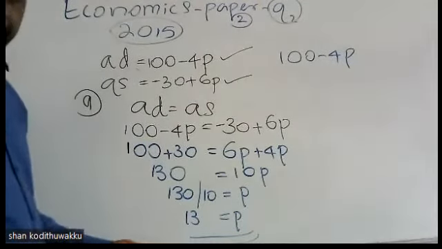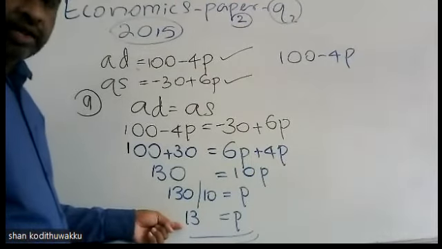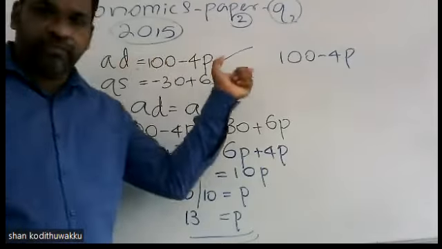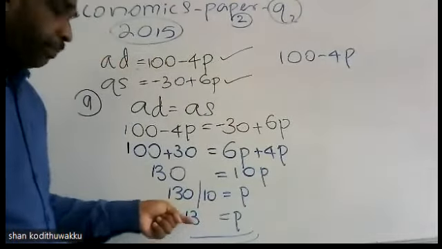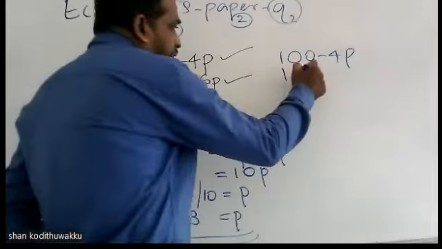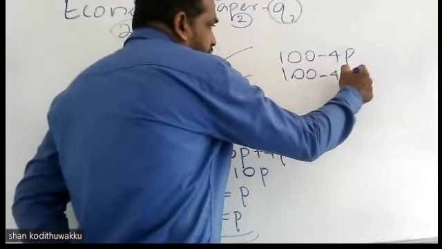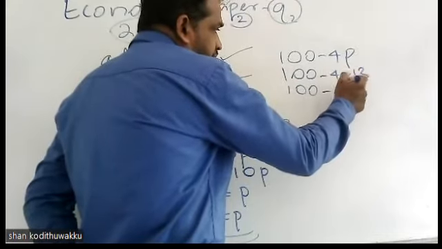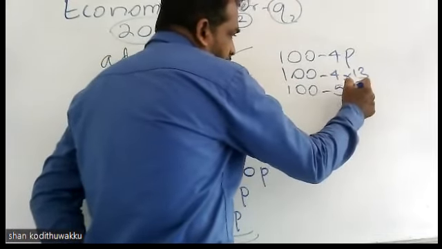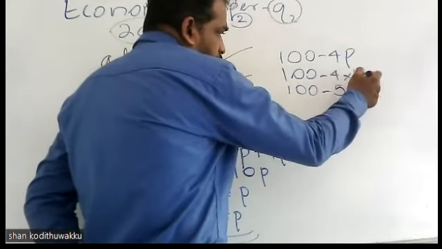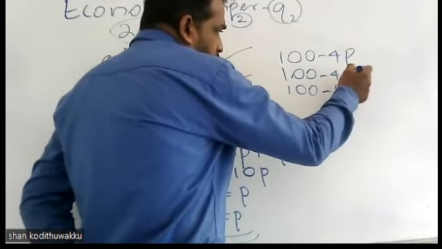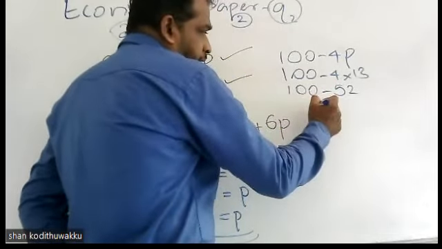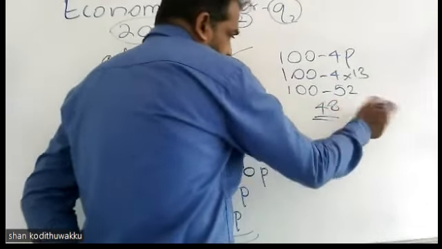Then you can apply this P equal 13 to one of these two equations. If I just select 100 minus 4P, instead of P, you can apply 13 here. Then 100 minus 4 into 13 means 52. Then 100 minus 52 equal 48.